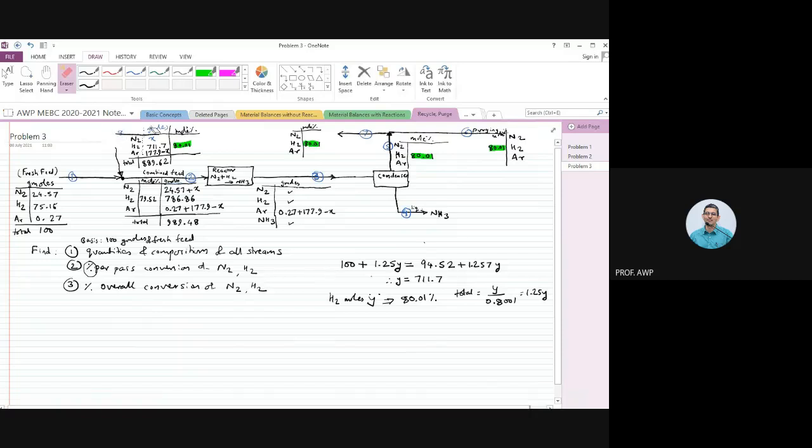There's no connection. It is only dependent on how much composition of argon is allowed or I can tolerate in the reactor.